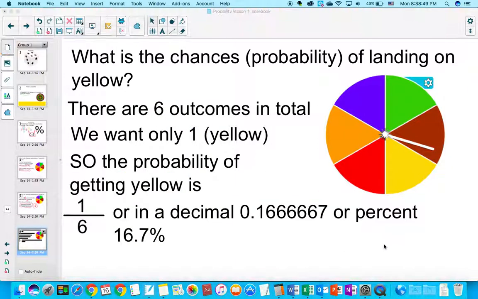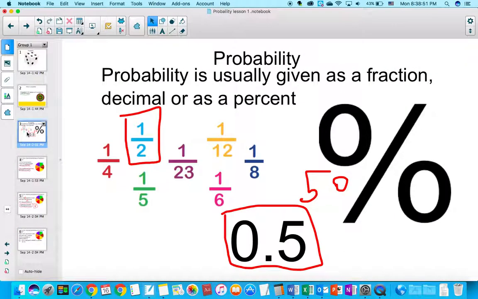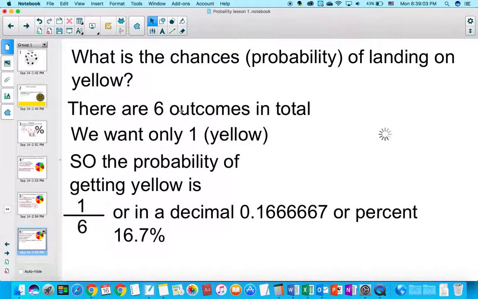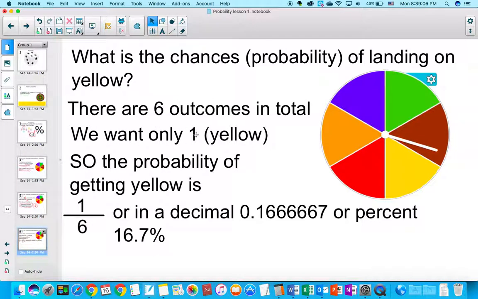Well, what does that mean? Again, remember, you can give the answer as a fraction, as a decimal, or as a percent, and I will ask you to convert between them, so you should know how to do this, right? So 6 outcomes in total, 1 outcome we want, so the probability is 1 over 6, or as a decimal, 0.16667 forever, it repeats, or as a percent, 16.7 if I round up. So I only have a 16.7% chance.